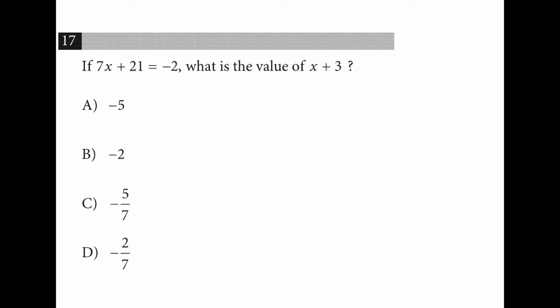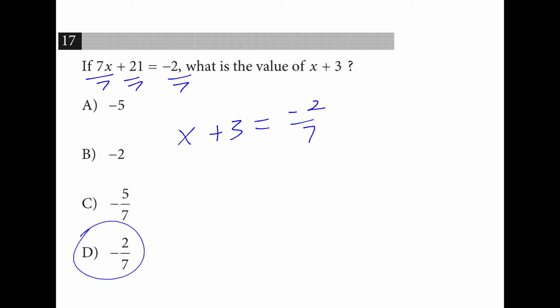If we divide everything here by 7, we end up with x plus 3 is equal to negative 2/7, which is our answer.